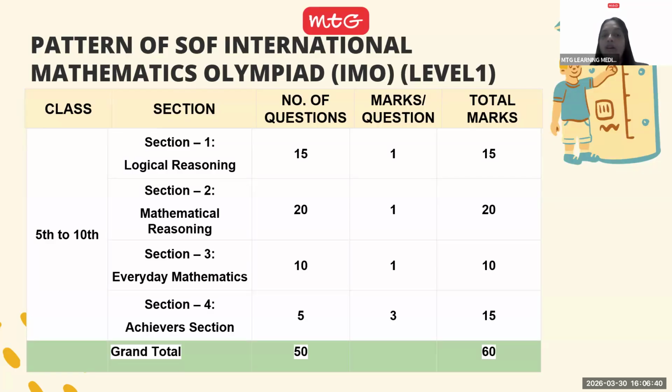So the overall important section, the Achiever section, is 15 marks. This is how the question paper will be formed. This is the pattern of what all the sections are and how many marks each section carries. So total marks is 60. 50 questions will be asked and it is a 60 marks paper you're going to attempt for IMO level 1. I hope it's clear for you.